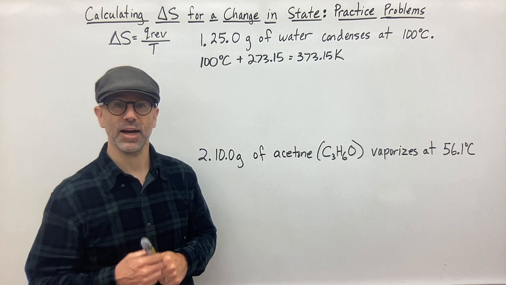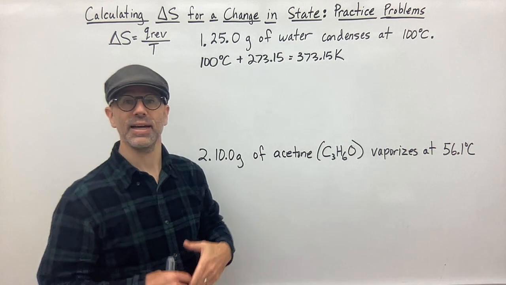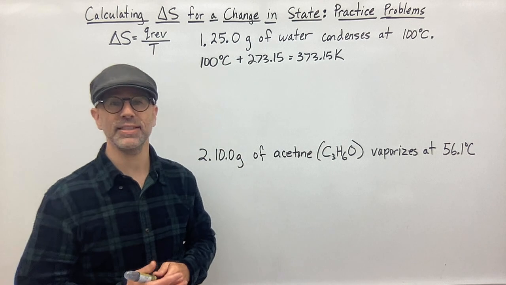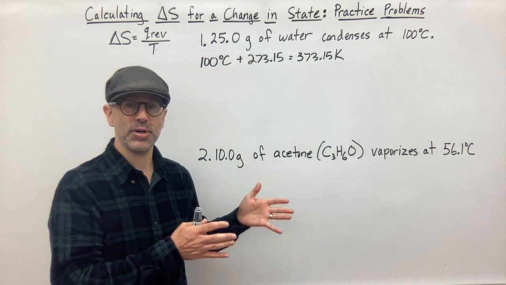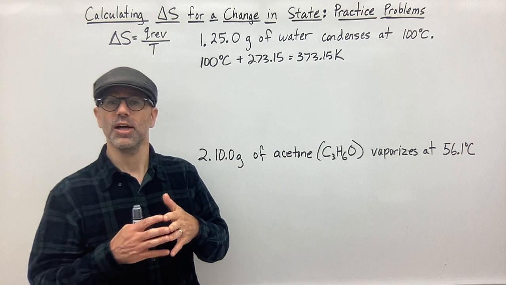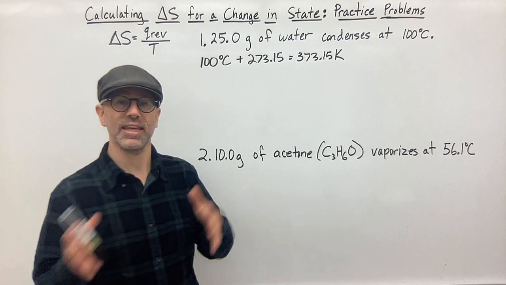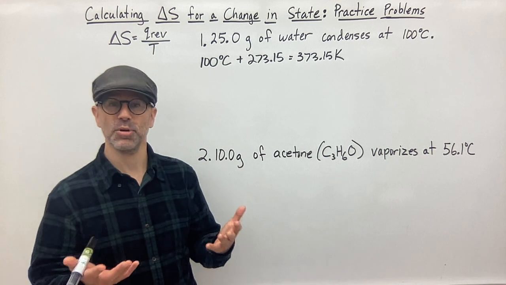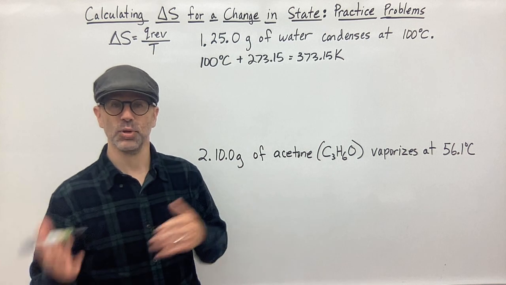And so we've got to look that up. Since we're condensing water, we need to look up the heat of condensation. But most likely what we're going to find is the heat of vaporization. The thing to remember is that since vaporization and condensation are opposite processes, the heat of vaporization and the heat of condensation are going to be the same value, just different signs. One's going to be positive, one's going to be negative.